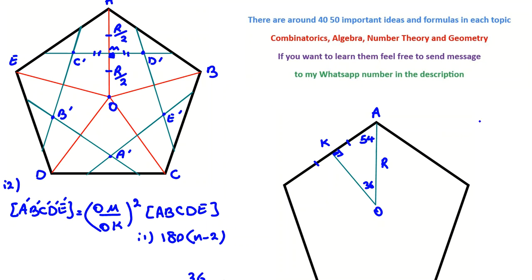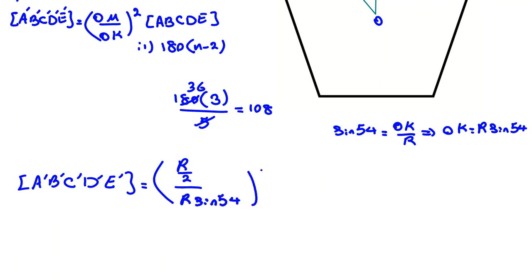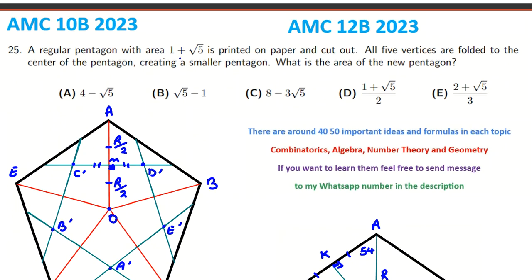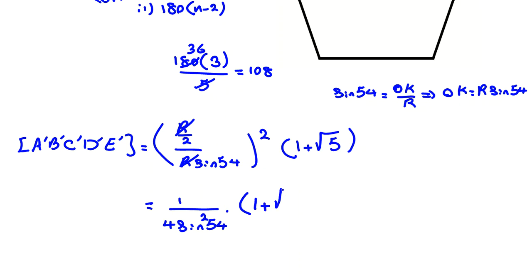OM is R over 2, and OK is R times sine 54, all squared, times the area of A prime B prime C prime D prime E prime. The area of ABCDE is 1 plus root 5. We can cancel R, so it will be 1 over 4 times sine 54 squared, times 1 plus root 5. Now we should calculate sine 54 squared.